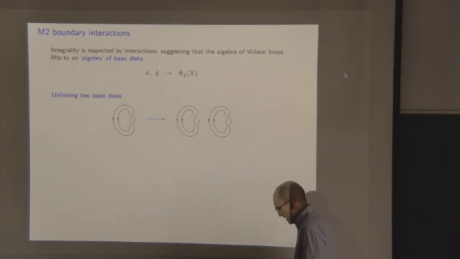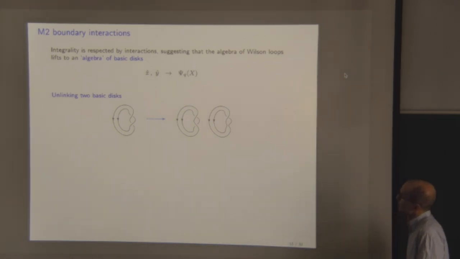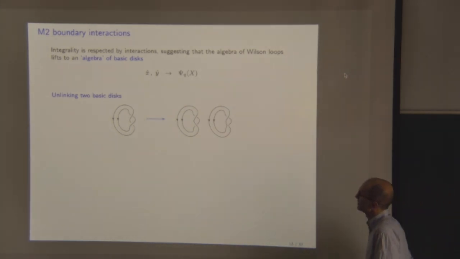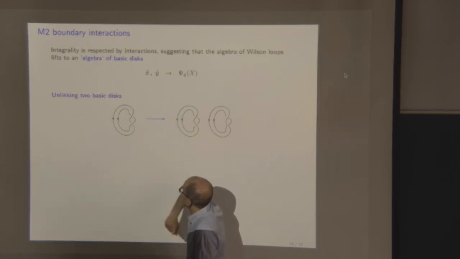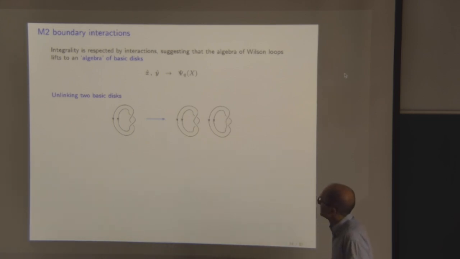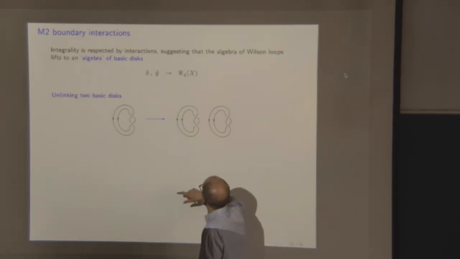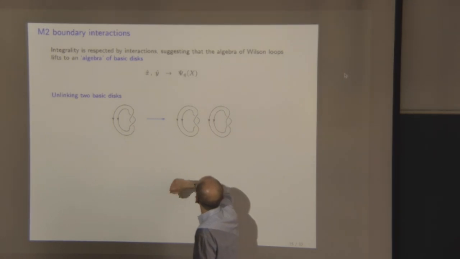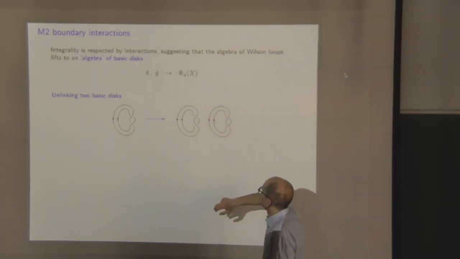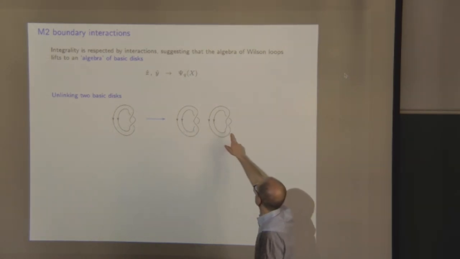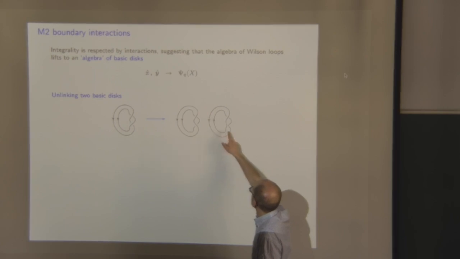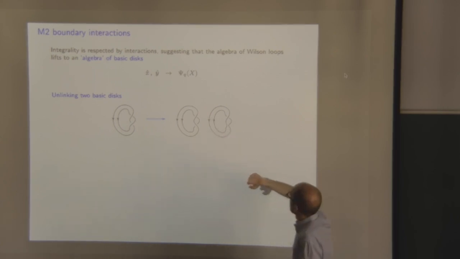And the basic instance of this is the following. If you take two basic disks that link once, then you would expect that if you try and unlink them, like I did here, then you can do that. You get two unlinked disks, and the price you have to pay is that you would have to create a bound state by skein relation, right?